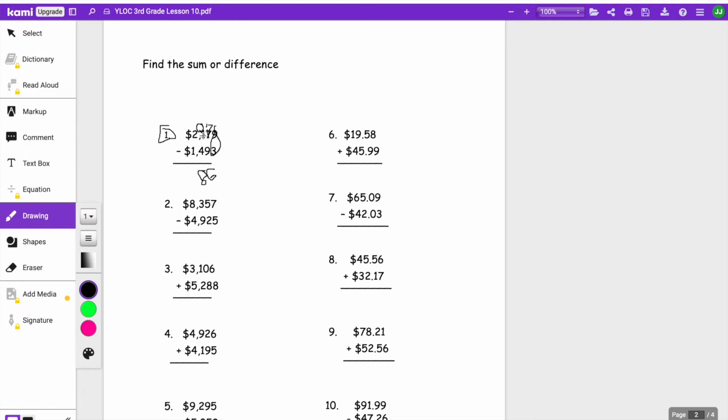And then we can't do 0 minus 4, so take something from here, and then add a 1. So 10 minus 4, that equals 6. And then we do 1 minus 1, which is 0. So your answer would be $686.